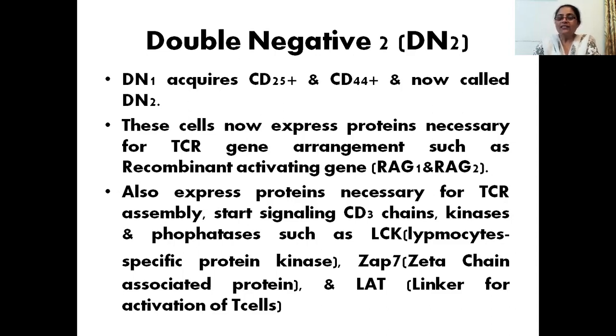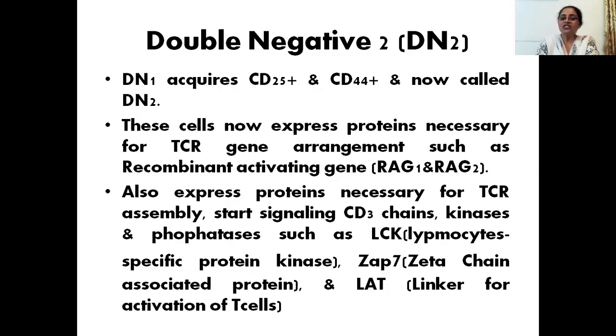Double negative 1 acquires CD25 and CD44, that is cluster of differentiation 25 and cluster of differentiation 44. These are gateways, and when these are acquired, then double negative 1 gets converted into double negative 2. We start calling double negative 1 double negative 2, and now these cells start expressing proteins. What proteins are they expressing?